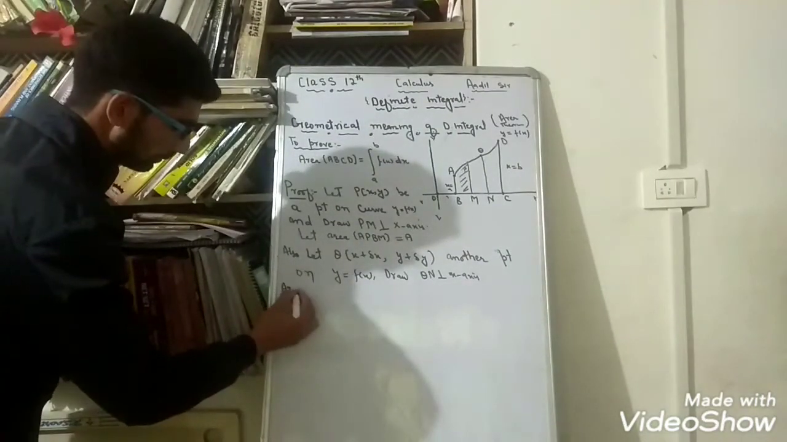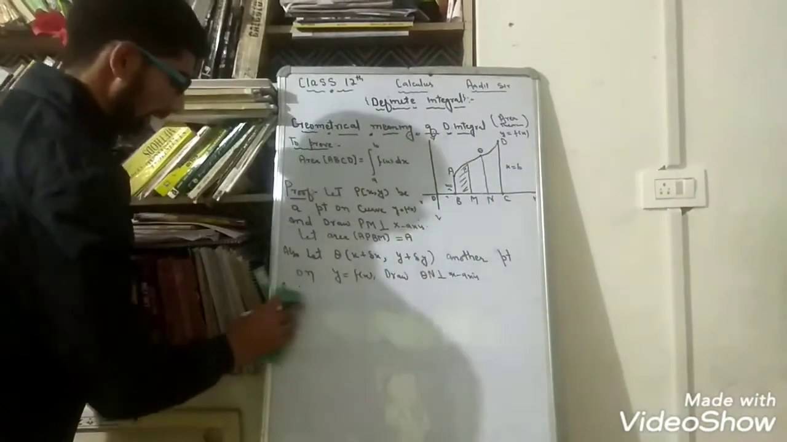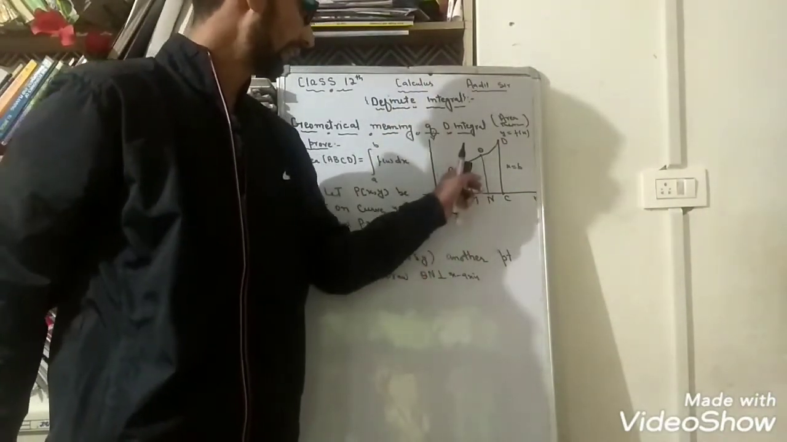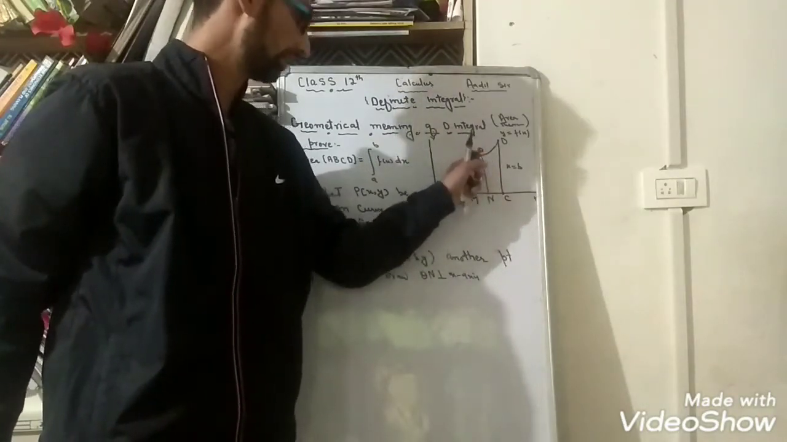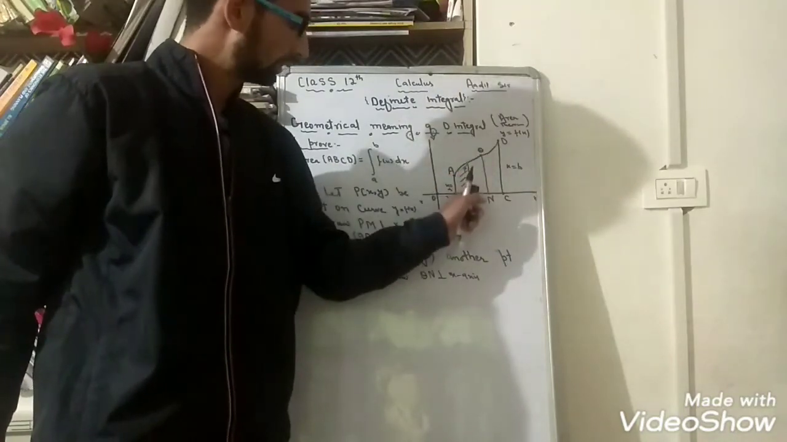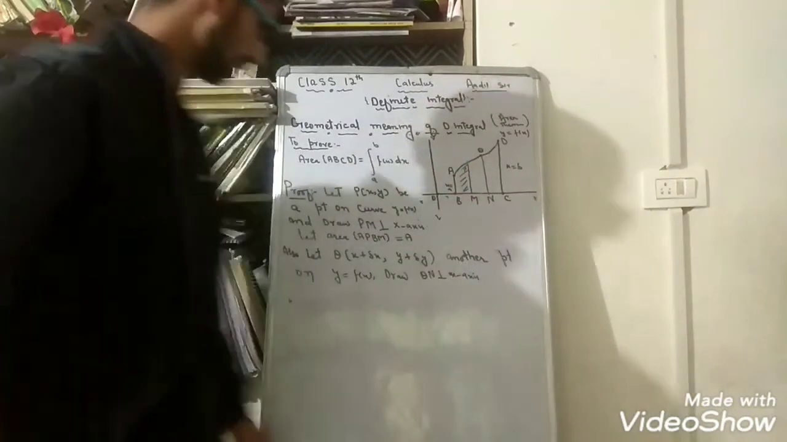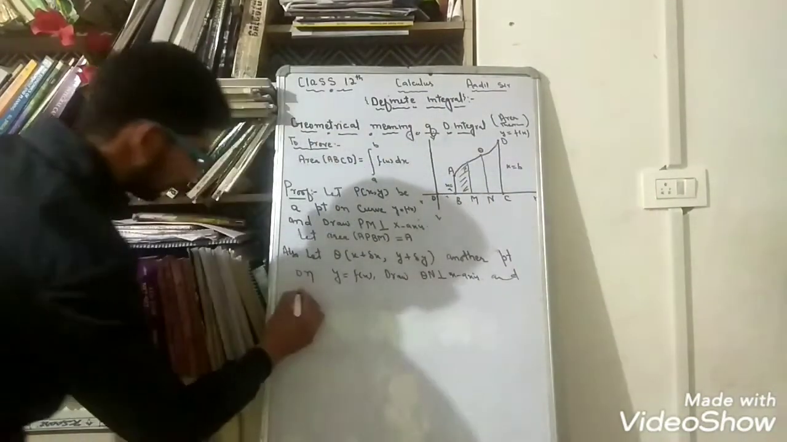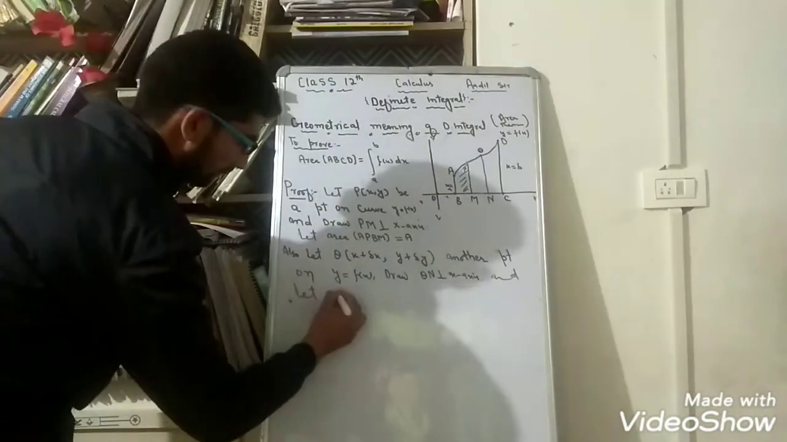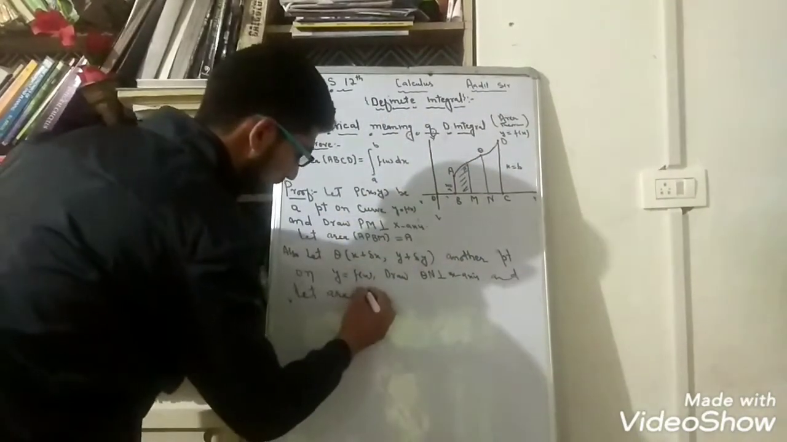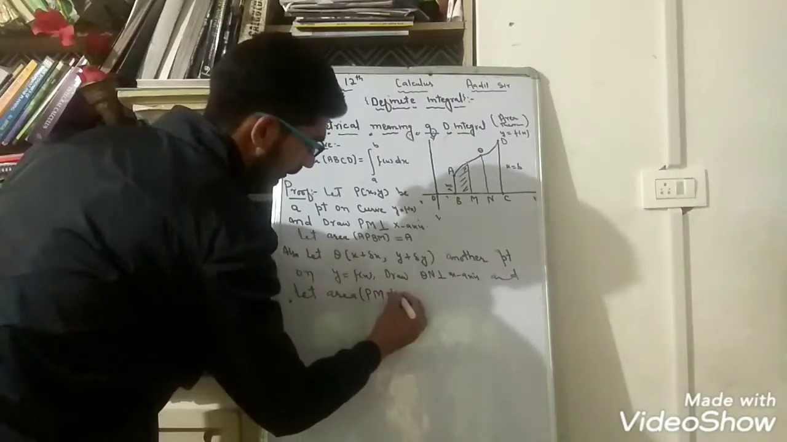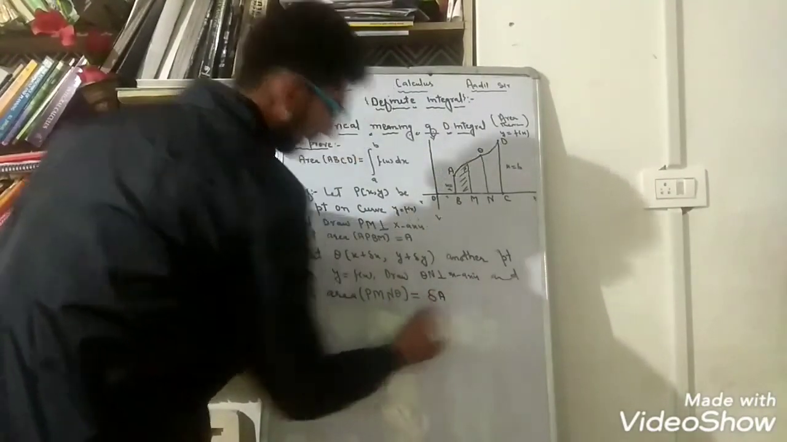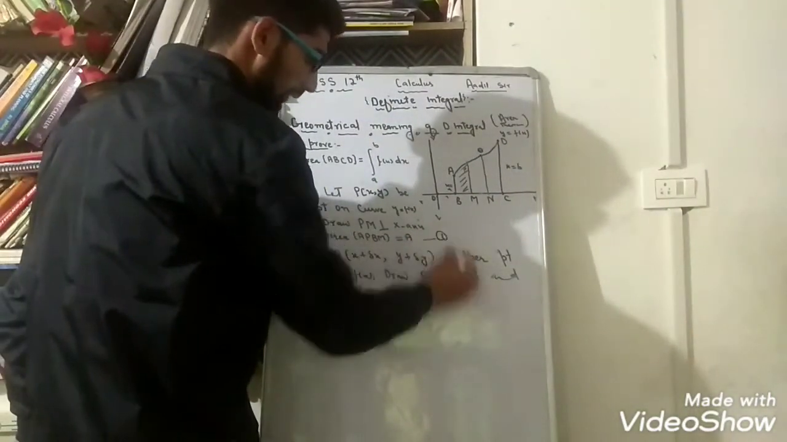First of all, I have taken this area A, B, M, P, and I have taken this as A. Now I will take the area P, M, N, Q, the area under the curve of P, Q bounded by PM, MN and QN. Let the area of P, M, N, Q be equal to del A. So this is my first equation, and this one I take as the second equation.